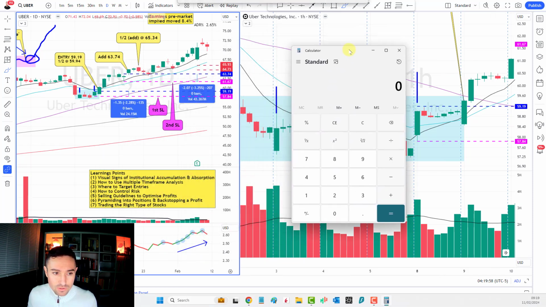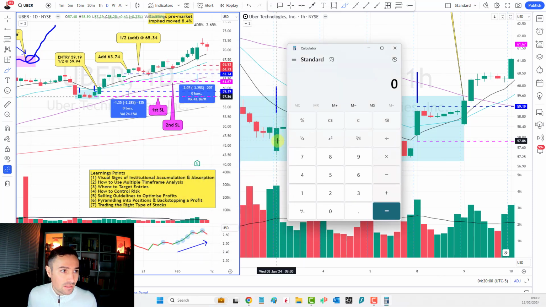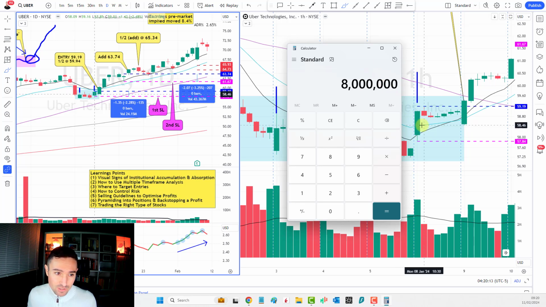If we go through the dollar volume, the volume on this first bar is going to be about 4 million, and on the second one, if we just take an average, both of them about 4 million. So around 8 million shares are traded on those first two 1 hour candlesticks. If we take an average price, let's say the average price is 58, just to illustrate the point, we times that by 58.